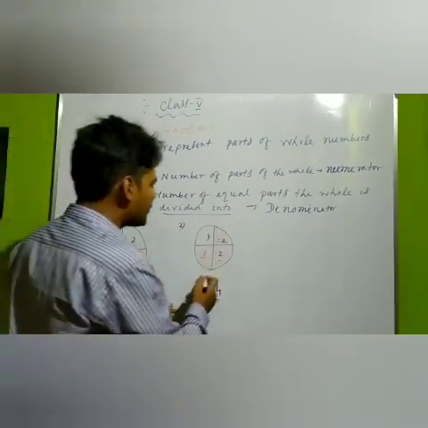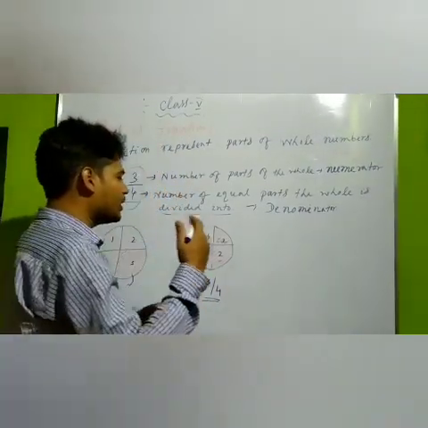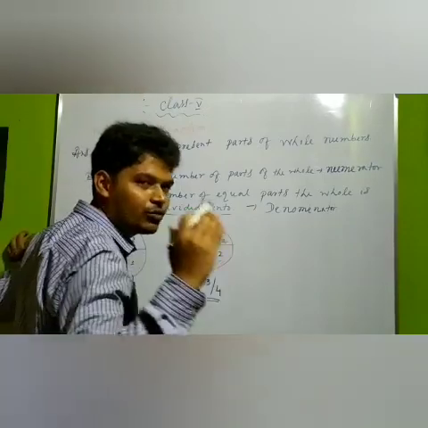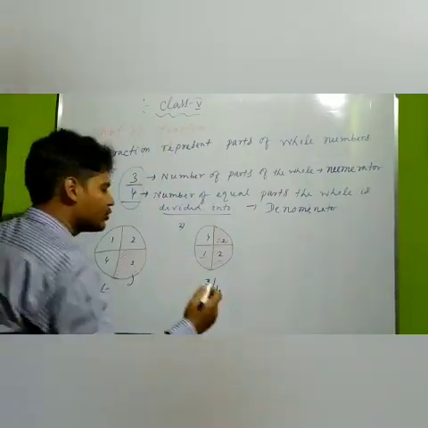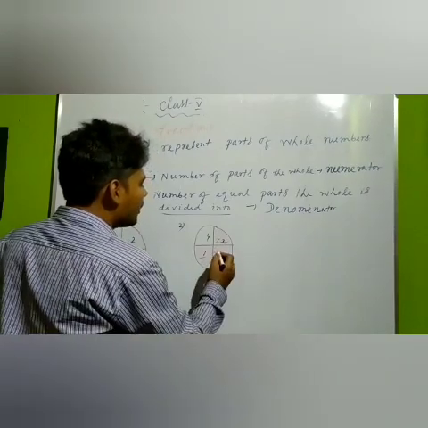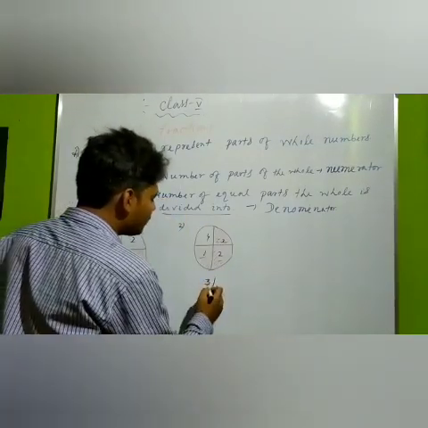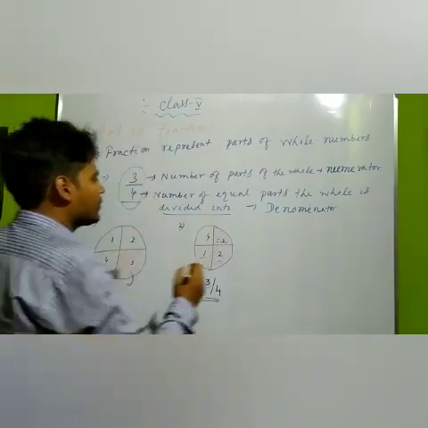Now come to the second example. Here also we divide this whole cake into 4 equal parts, so we write down 4 here, and you have taken 3 parts out of this 4, so we write down 3 here.